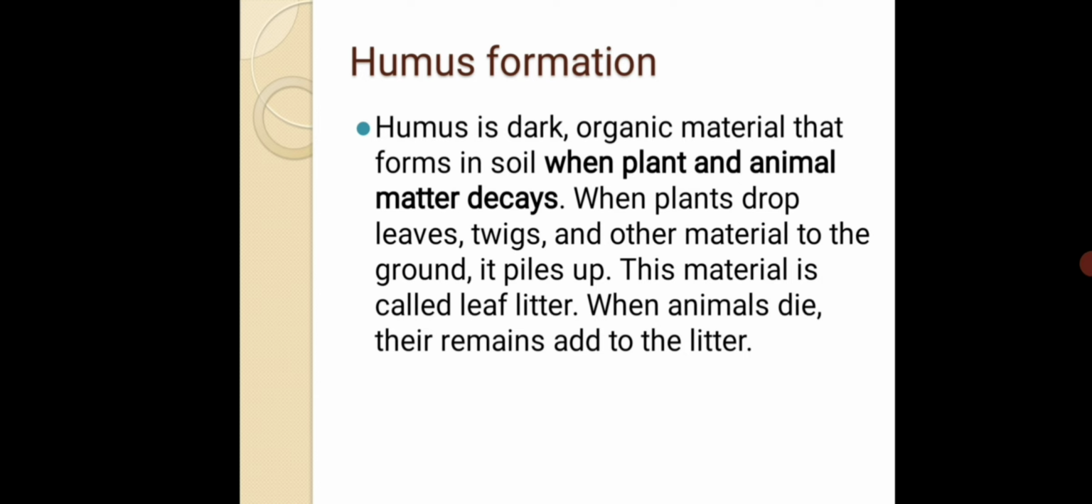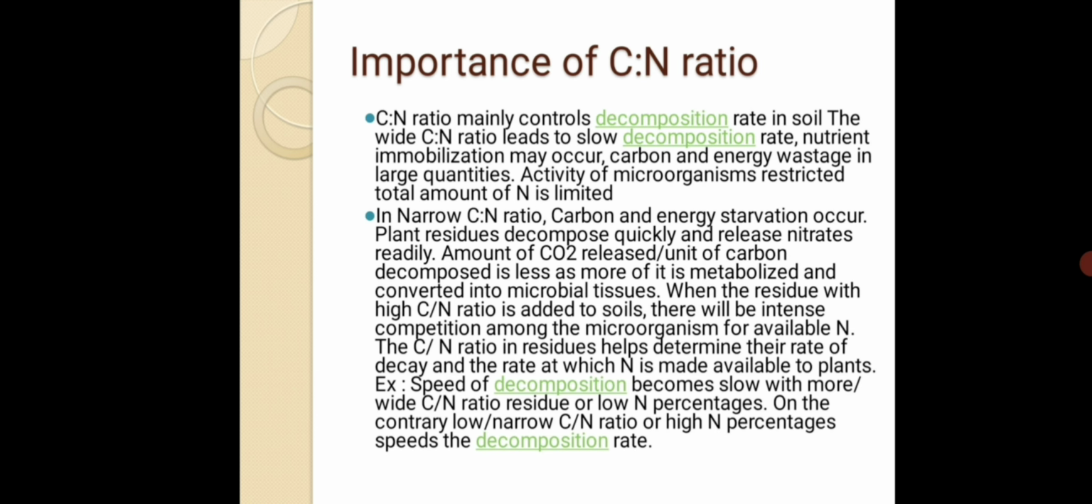The plant drops leaves, twigs and other material. This material is called leaf litter. When animals die, their remains are added to the litter. Then, the importance of the C/N ratio.